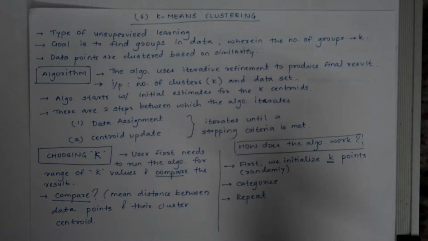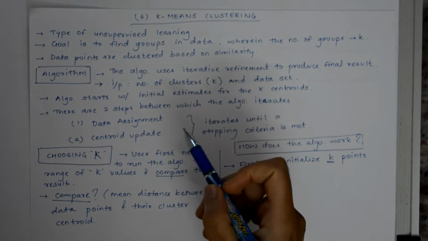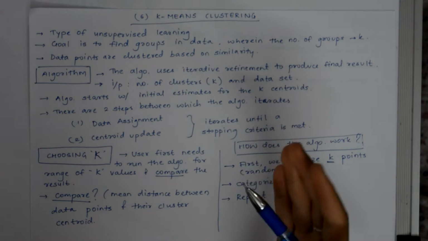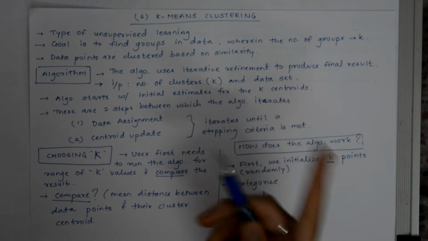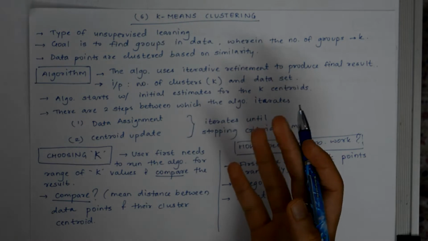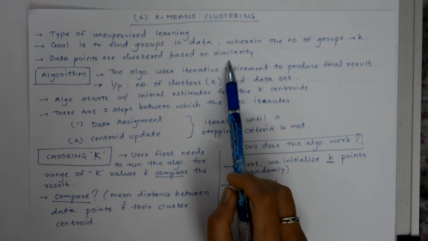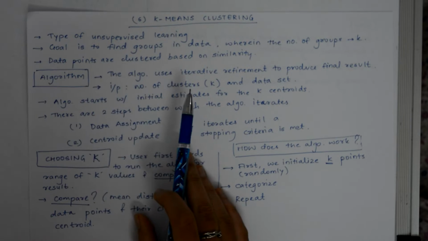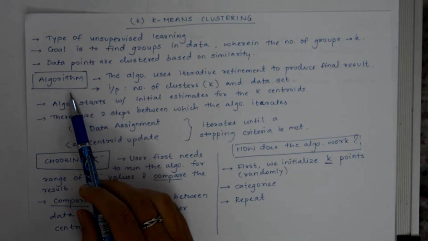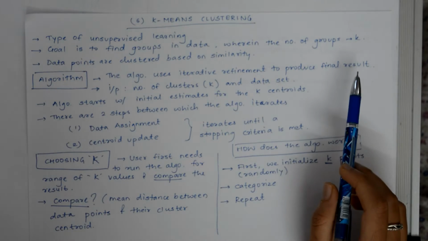The algorithm works iteratively to assign each data point to one of the k groups based on the features. So clustering is done on the basis of features. Data points are clustered based on similarity. We will be talking about the algorithm. The algorithm uses iterative refinement to produce the final result.